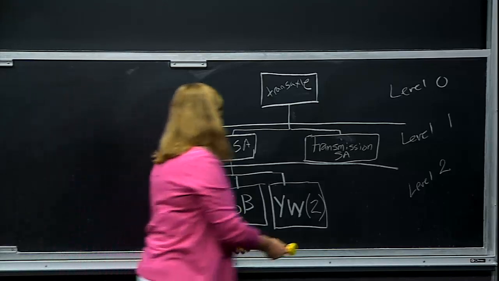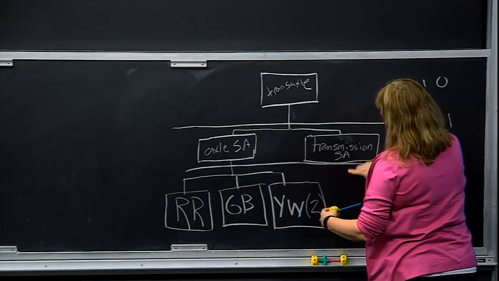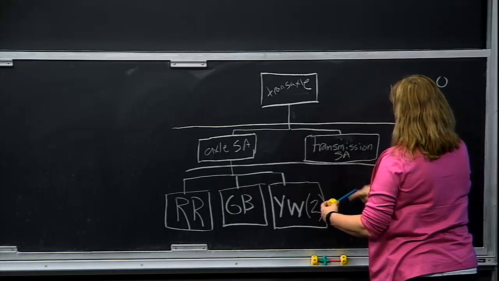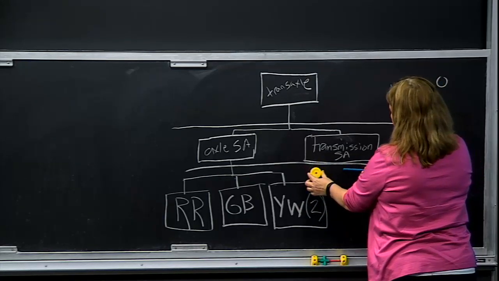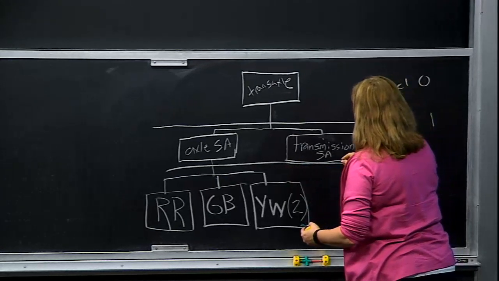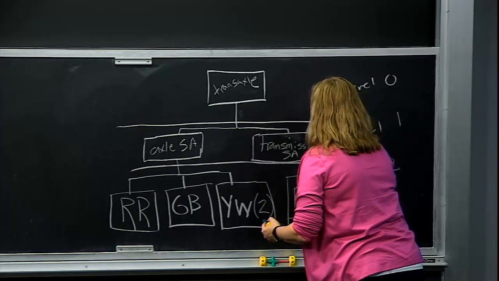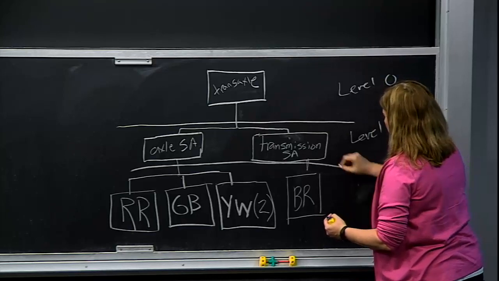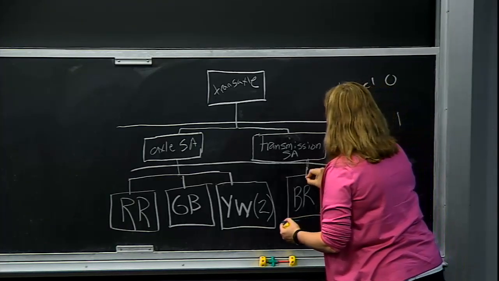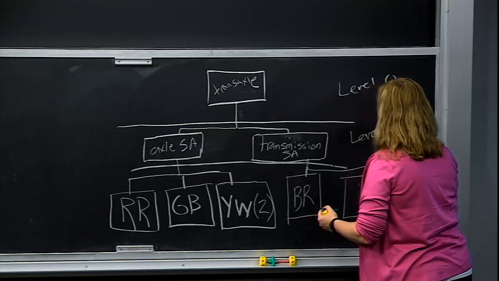The transmission subassembly, it's even simpler. I'm going to have to draw its branches a little squint over to the right so that they don't run into that. But I just need to represent the fact that you need 2 unique part types, right? One of them is, I'm just going to write BR for blue rod. And the other one is, again, yellow wheel.